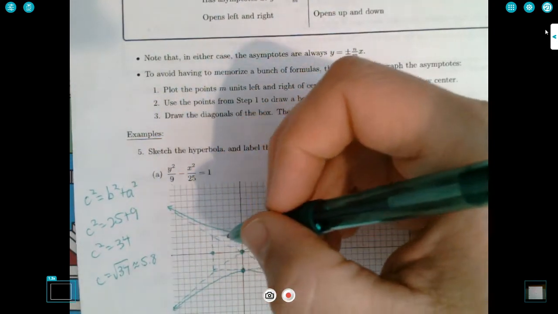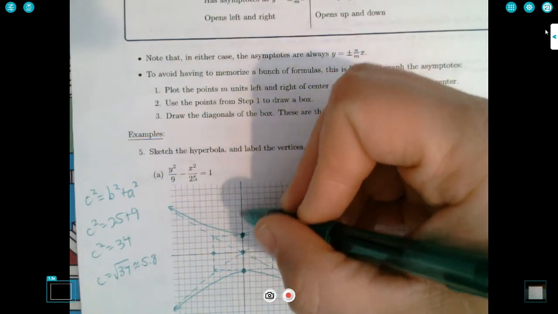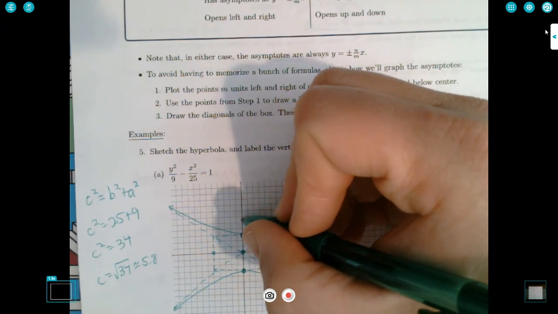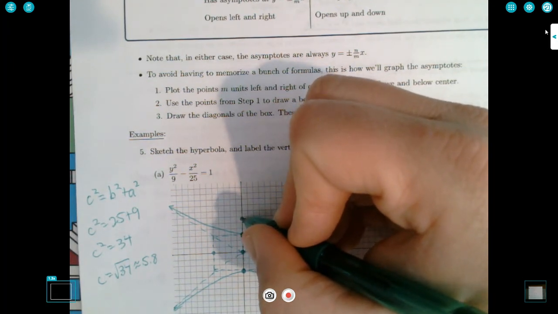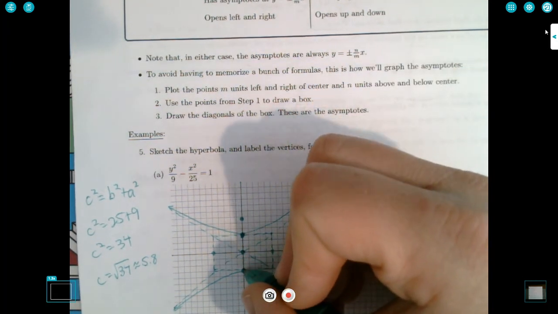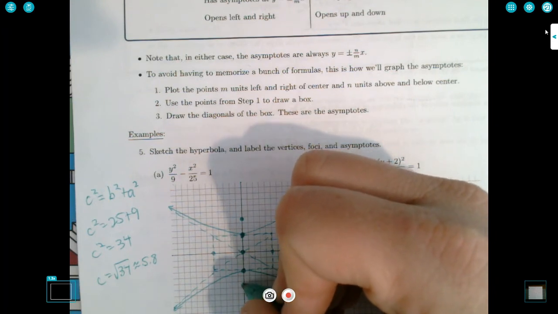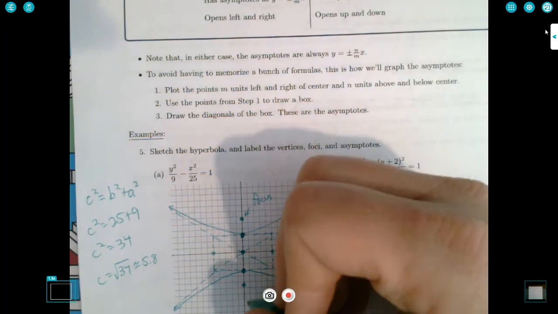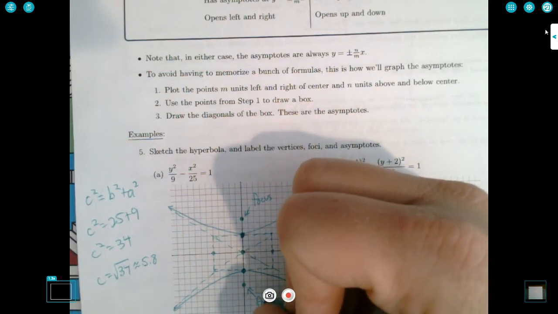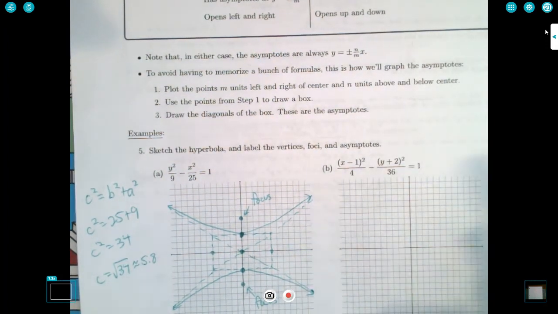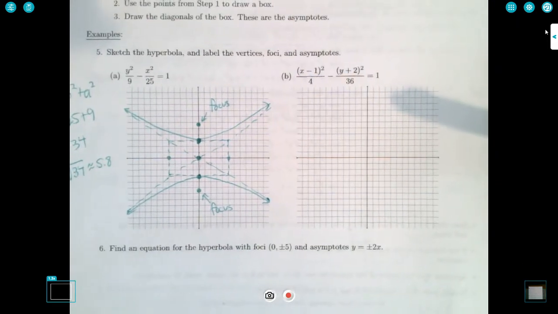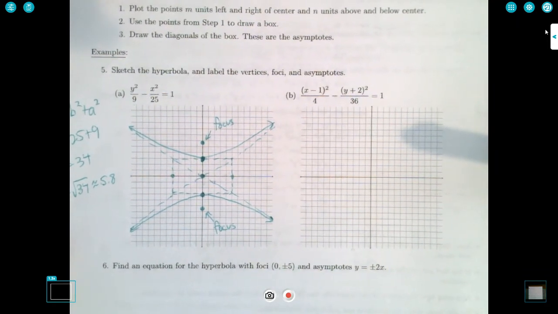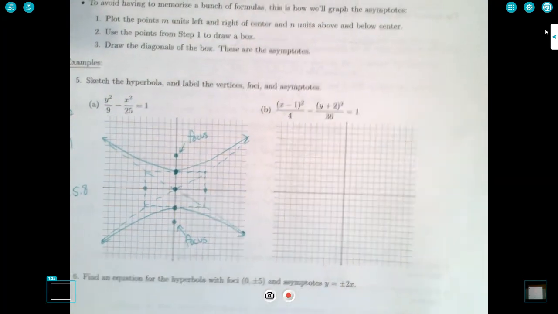So from the center, I'm going to go along the focal axis. I'm going to go up 5.8. 1, 2, 3, 4, 5.8. So there's a focus. And down 1, 2, 3, 4, 5.8. So there's a focus, right? Okay. So that's what that hyperbola looks like.